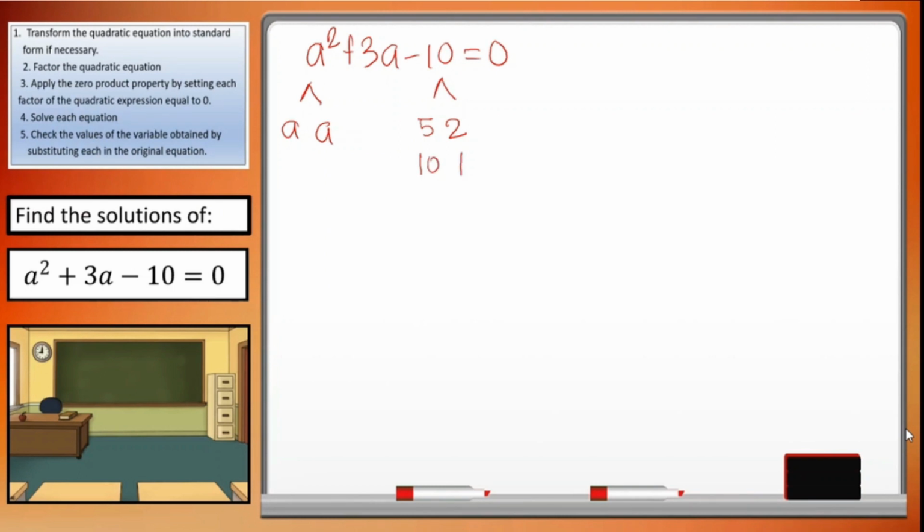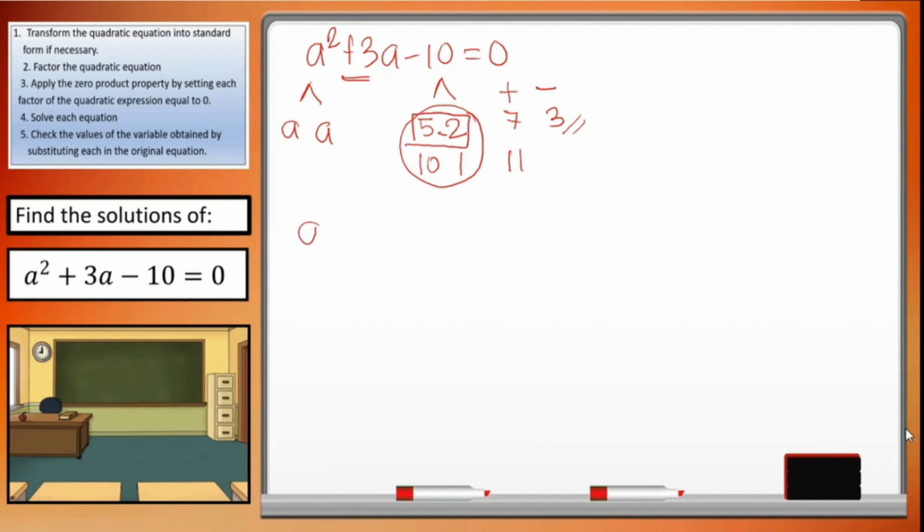So we're going to look for the second term using these factors. First, we add. So 5 plus 2 is 7 and 10 plus 1 is 11. So notice we didn't arrive at positive 3 for our second term. So after we add, then let's try subtracting the factors. So 5 minus 2, that is 3. So that means we're going to use 5 and negative 2 as our factors.